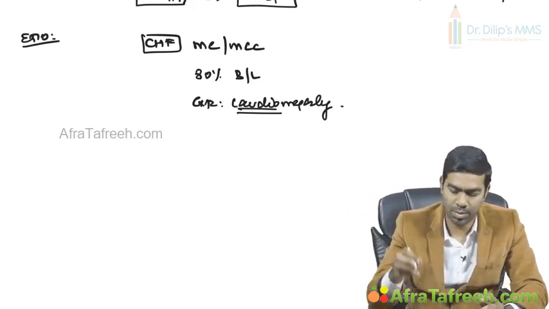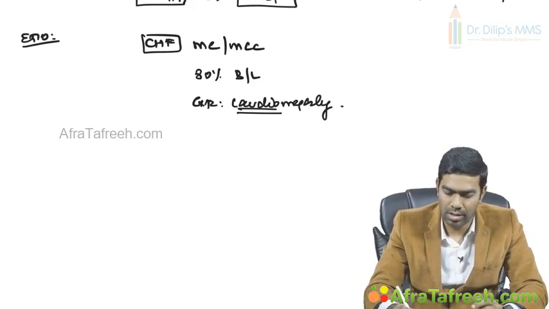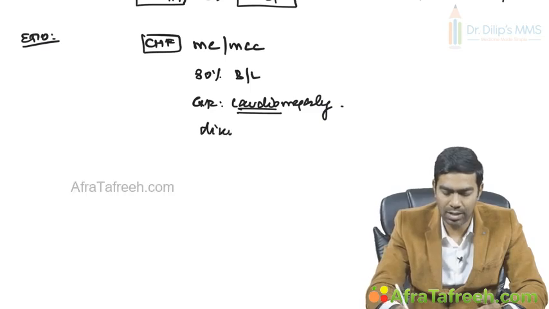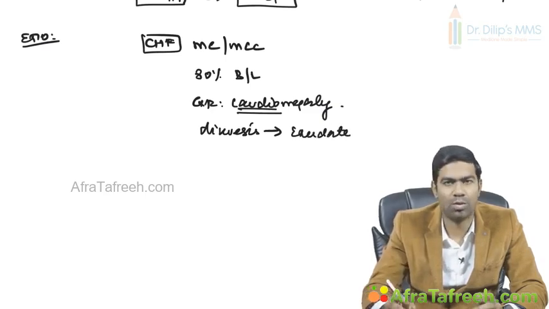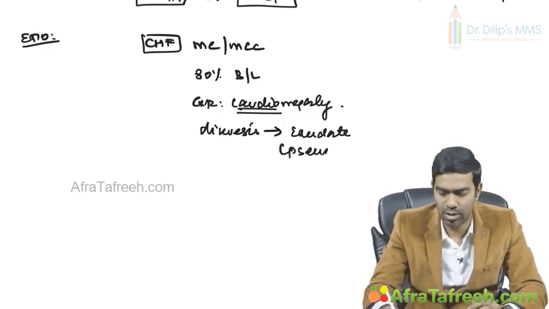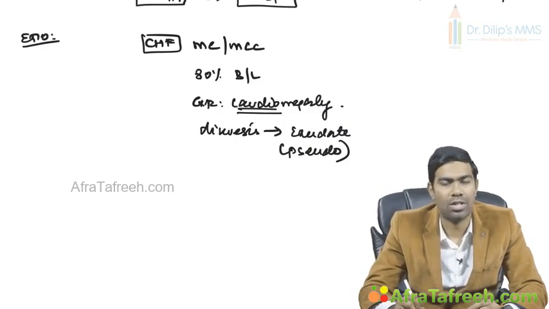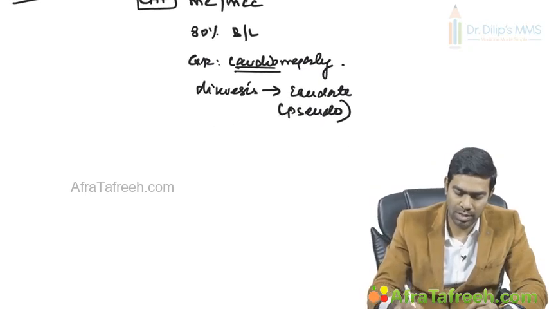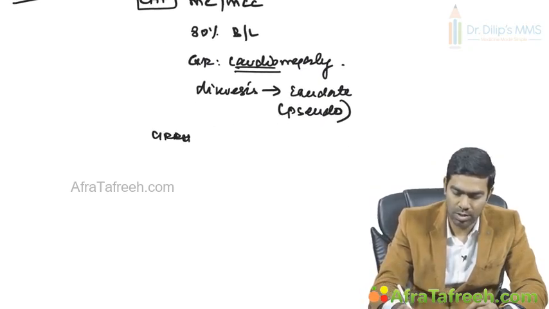That's it. Very simple. And many times it's a transudate, but sometimes aggressive diuresis may make the effusion look like an exudate. Because of too much concentration of the pleural fluid, it might look like an exudate. We commonly refer to this as a pseudo-exudate. All right, so the next cause, as I told you, is cirrhosis.